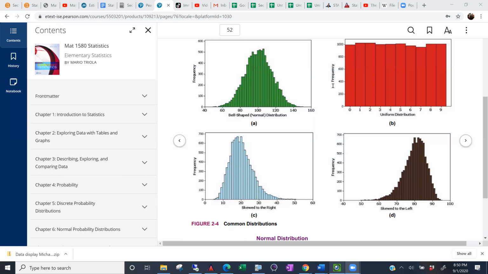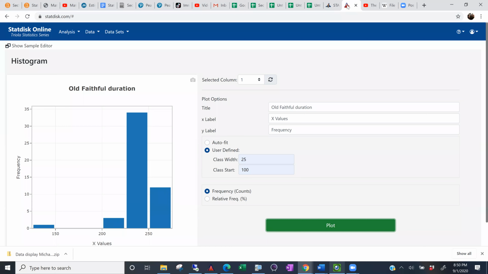Let's look back at our data here in StatDisk. Now, I mentioned earlier that there's three kinds of lies: lies, damn lies, and statistics. That's because you can manipulate things in a lot of ways to give a different appearance to something. So let's take a look at this and play with it in different ways. So what if we changed our class width from 25 down to maybe 15 and then look at it?